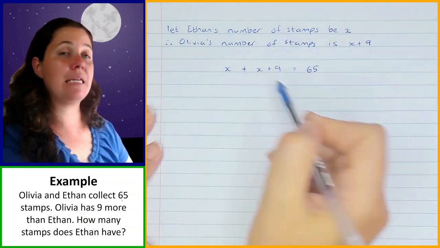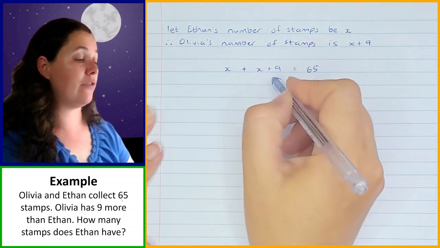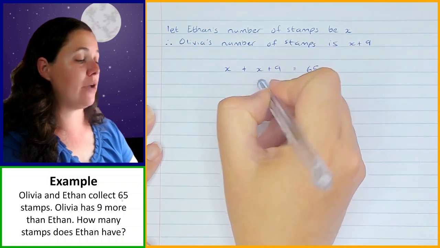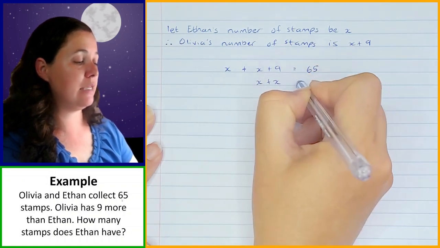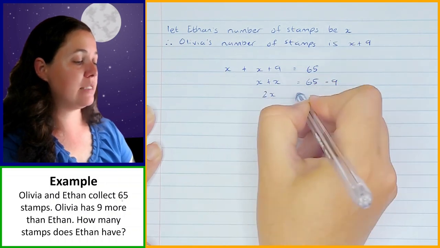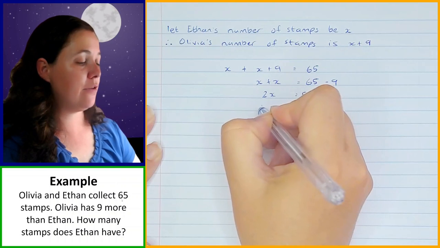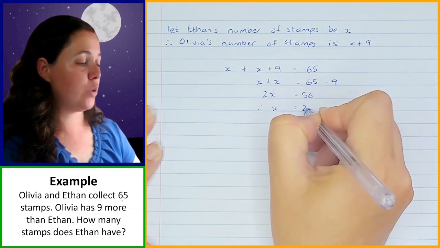And that, I can now go and solve my equation. So I'm going to take the 9 away from here and subtract it on both sides. So I've got x plus x equals 65 minus 9. So that gives me 2x equals 65 minus 9, which is 56. So therefore, x is equal to 28.